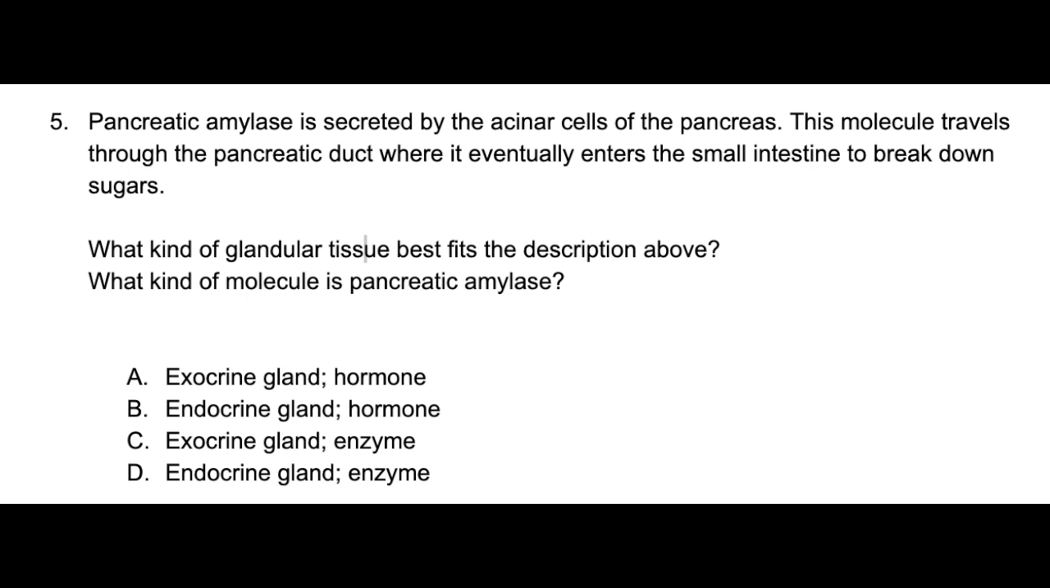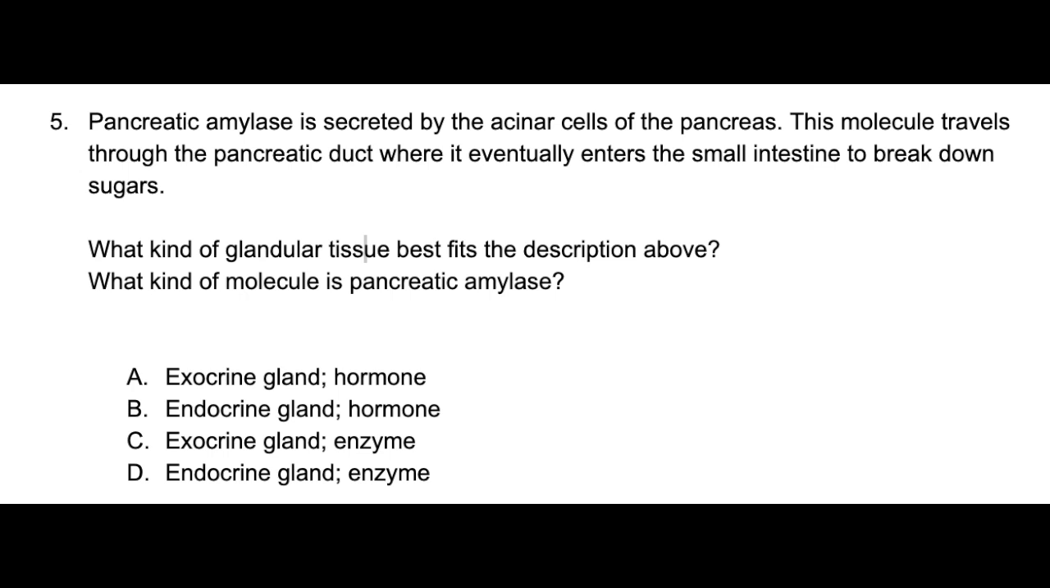So, you can go back and replay the question. And now let me give you your four choices. A, exocrine gland hormone. B, endocrine gland hormone. C, exocrine gland enzyme. D, endocrine gland enzyme. The word that you're looking for is either blood vessel or duct. What did you hear in this stem? You should have heard the word duct. If you think duct, do you think exocrine or endocrine? You should think exocrine. Then the next question is, what kind of molecule is pancreatic amylase?